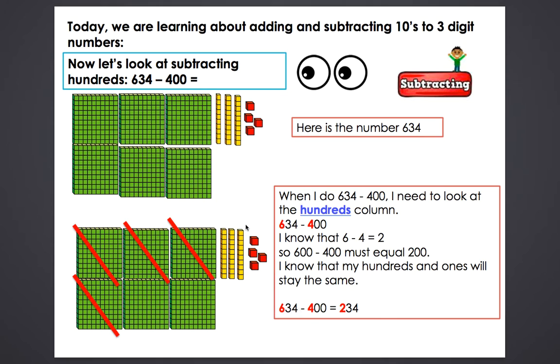Okay, we'll just look at one more example of this together before you do some practice. We've got 634, take away 400. So I've crossed off my 400 here. And I can use my number fact that 6 take away 4 is 2. So 600 take away 400 must equal 200. And what do I know about my tens and my ones in these kind of questions? They're going to stay the same. So my answer will be 234 because I've got 2 hundreds, 3 tens and 4 ones.